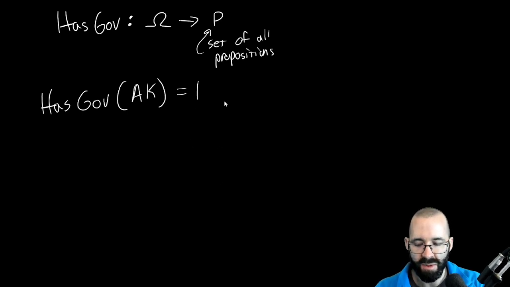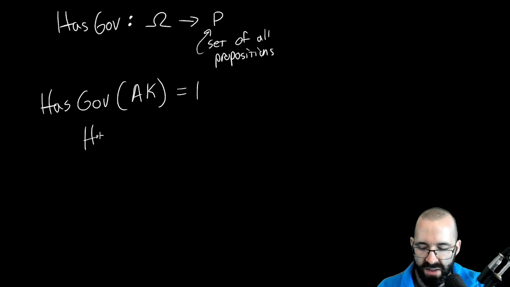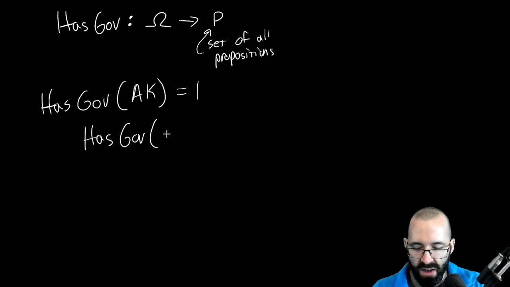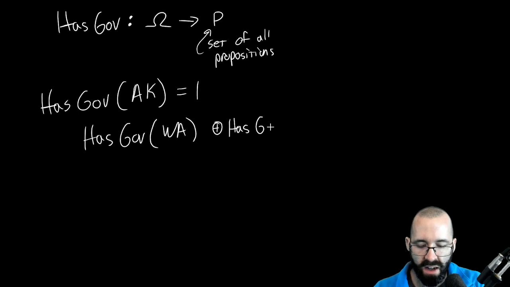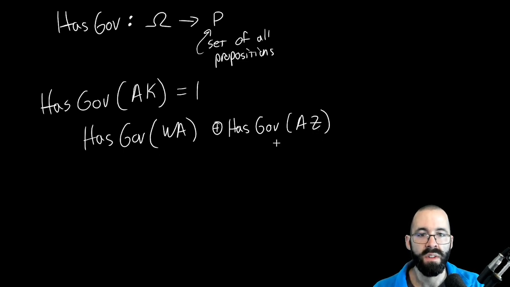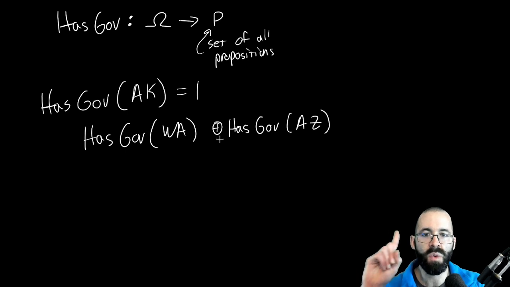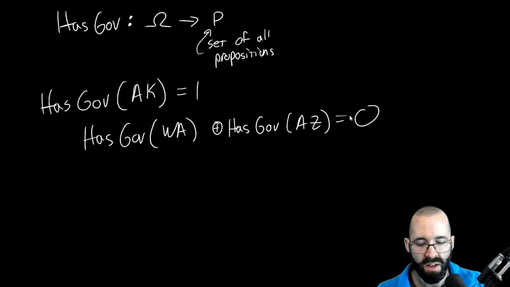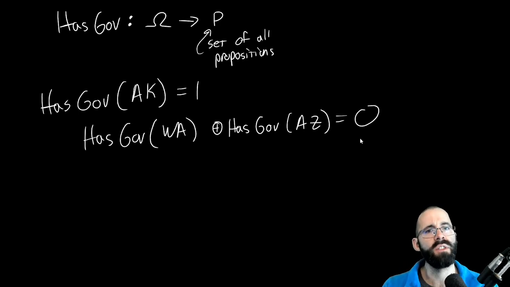And then we can do a bunch of things with this as well, right? We could say, what's has gov of Washington XOR has gov of Arizona. Well, this is true. This is true as well. XOR is only true when exactly one of them is true. So this is false. So all the stuff that we talked about earlier with our logical operators still applies. It's just a different way of constructing these propositions.